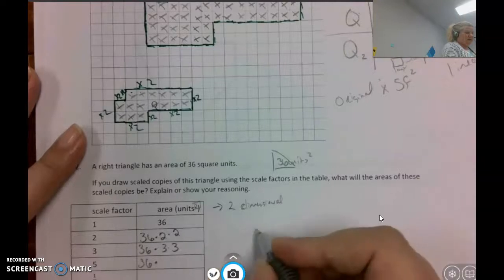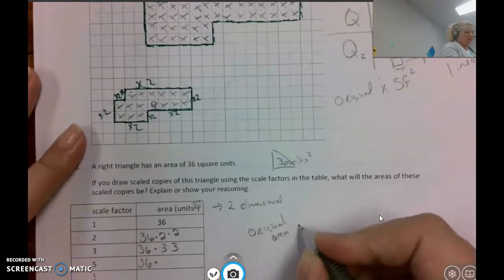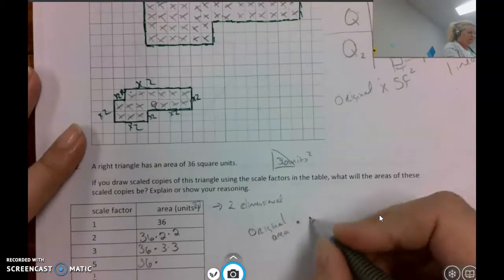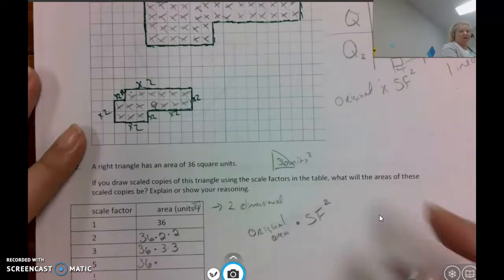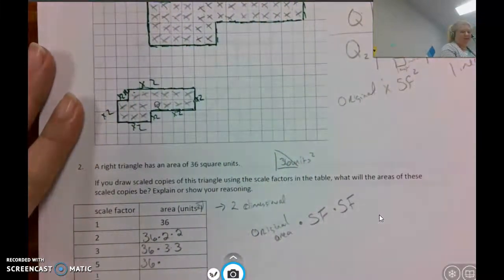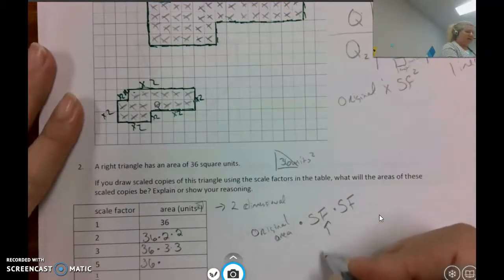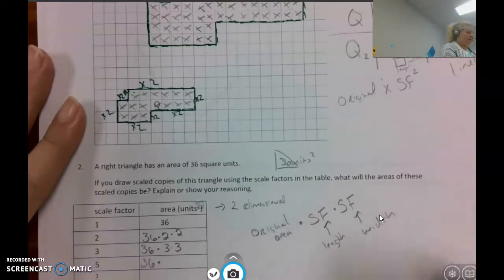So you take the original area times the scale factor squared. And you could even think of it like this, times the scale factor times the scale factor. Because the first time you use the scale factor, that accounts for the length. And the second time you use the scale factor, that accounts for the width.